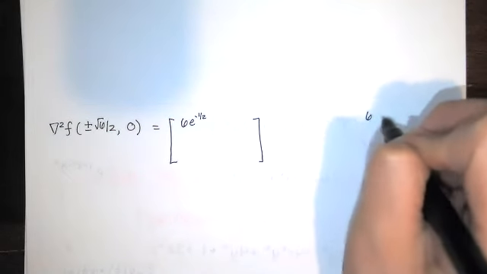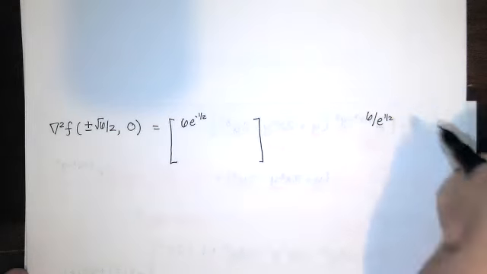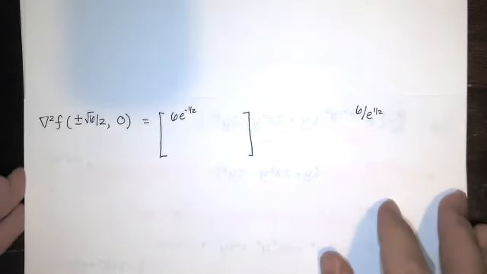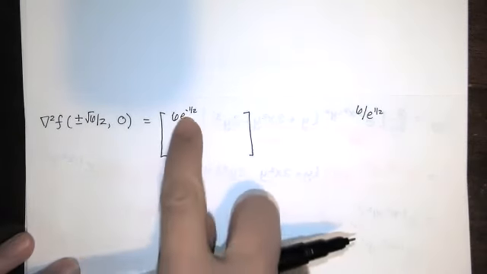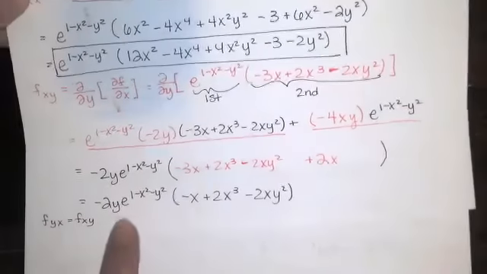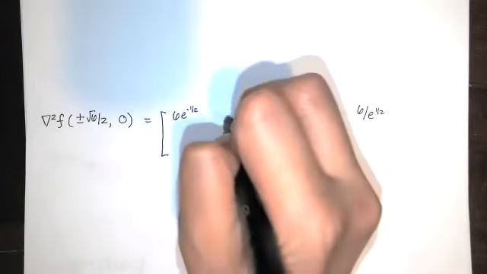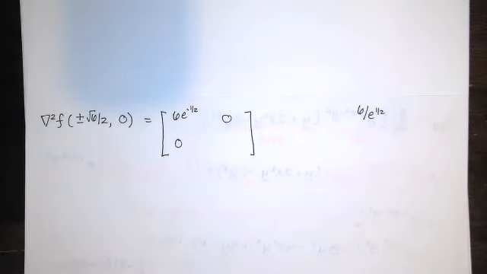And remember, that's the same as 6 over e to the 1/2. So it's not a negative number, that's just a negative exponent, which just puts that in the denominator. When y is 0, let's go to our mixed partial. Hey, it's going to be 0. Nice and easy. Both mixed partials are 0.